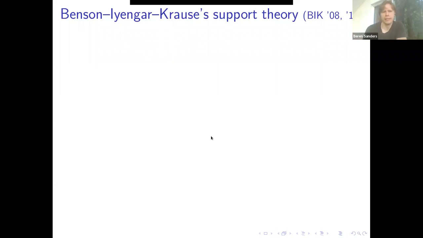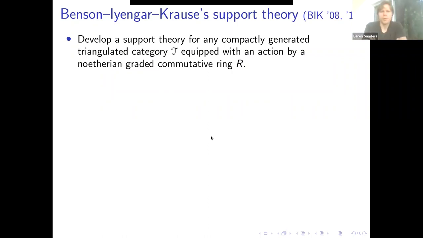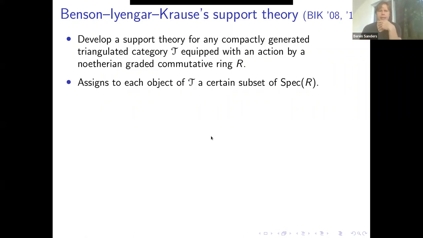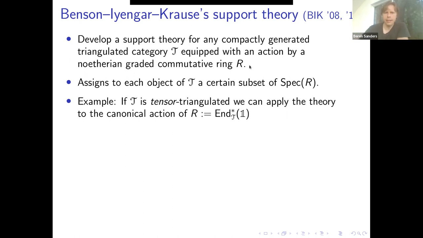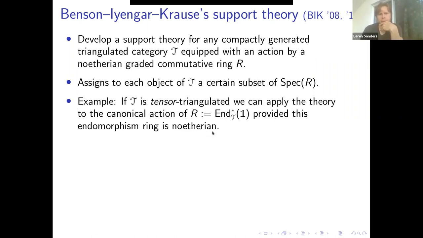So the other big development in this area of mathematics of trying to understand these big tensor triangulated categories is the work of Benson-Iyengar-Krause. So they develop a support theory for a compactly generated triangulated category, which is equipped with an action by a Noetherian graded commutative ring R. And their theory assigns to each object of this category a certain subset of the spectrum of this ring that's acting on the category. So for example, if T is a tensor triangulated category, then we can always take the canonical action of the endomorphisms of the unit. This is a graded commutative ring and it acts on the tensor triangulated category. And so we could apply this theory to this canonical action, provided this endomorphism ring is Noetherian, so that the theory works.